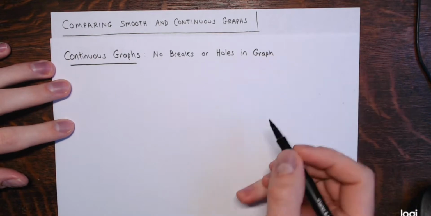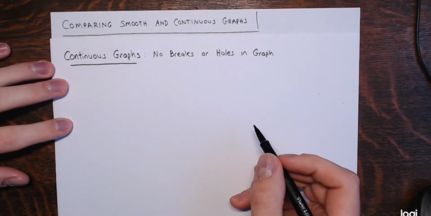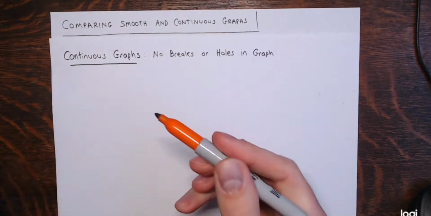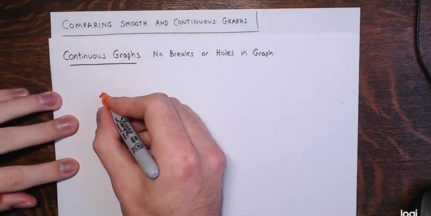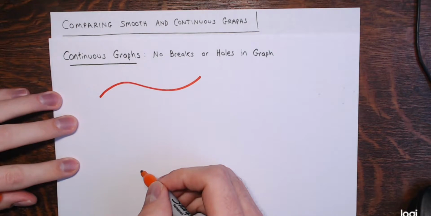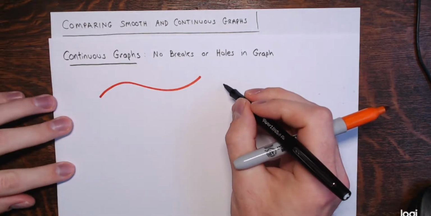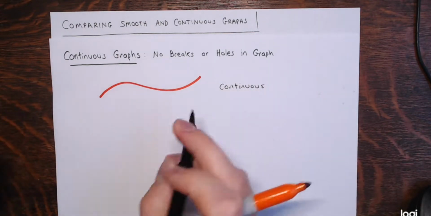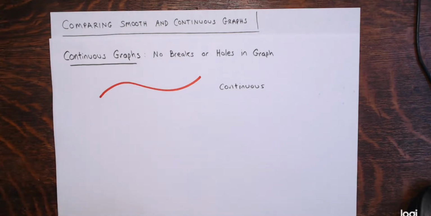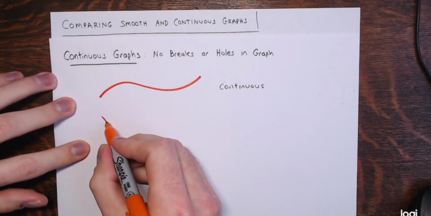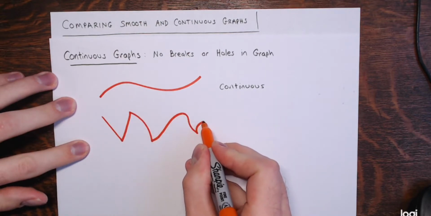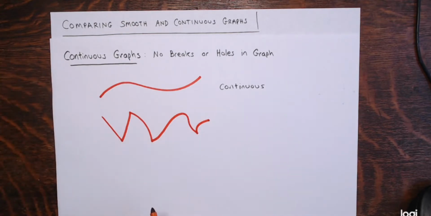So some examples. Let's do this in a different color. A graph like this would be continuous. Basically, you don't lift your pencil or pen. A graph like this with all these sharp turns in it, I didn't lift my pencil the entire time. This would be continuous as well.